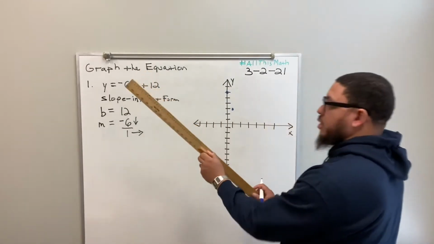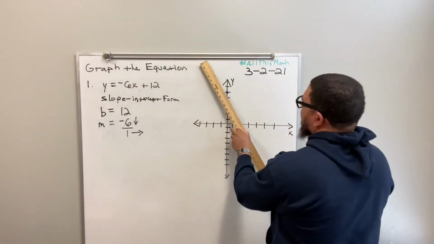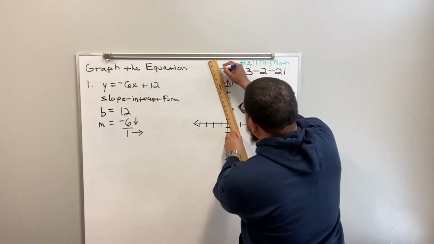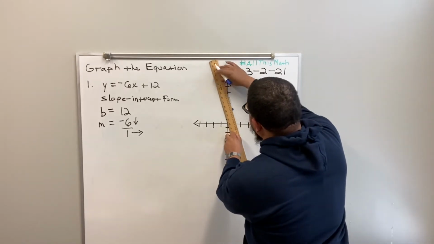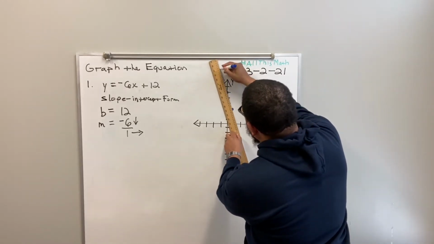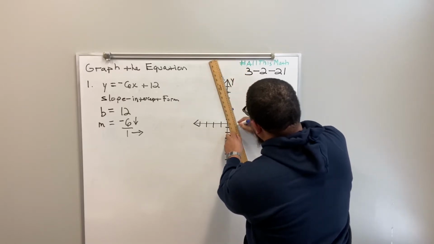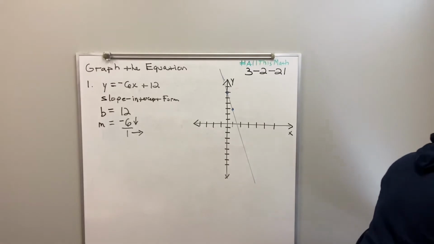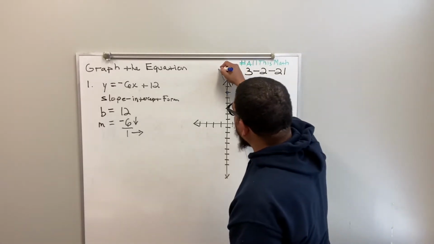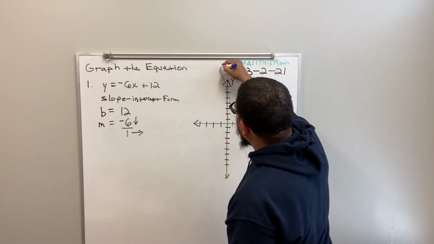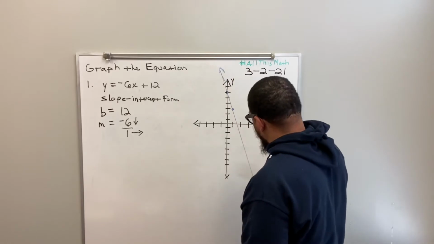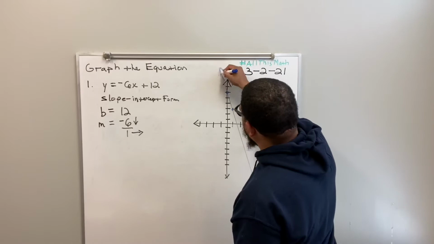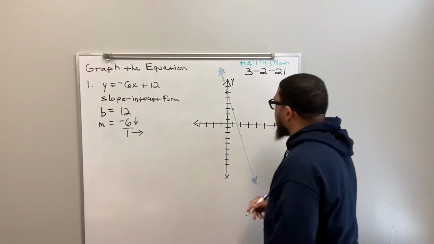Try to be fancy. Pull my little ruler out so I could be official. Oh, that ain't cool. There we go. Slide this over here. All right. Now I drew my line. And always put the arrowheads on the ends. All right. Now that's my line.